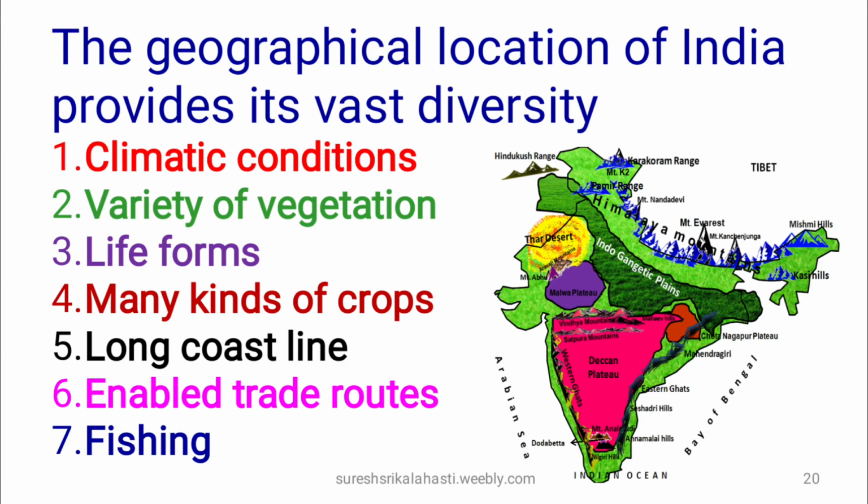The geographical location of India provides its vast diversity: climatic conditions, variety of vegetation, life forms, many kinds of crops, a long coastline, trade routes, fishing. All these diversities we can observe in India because it is a vast country.